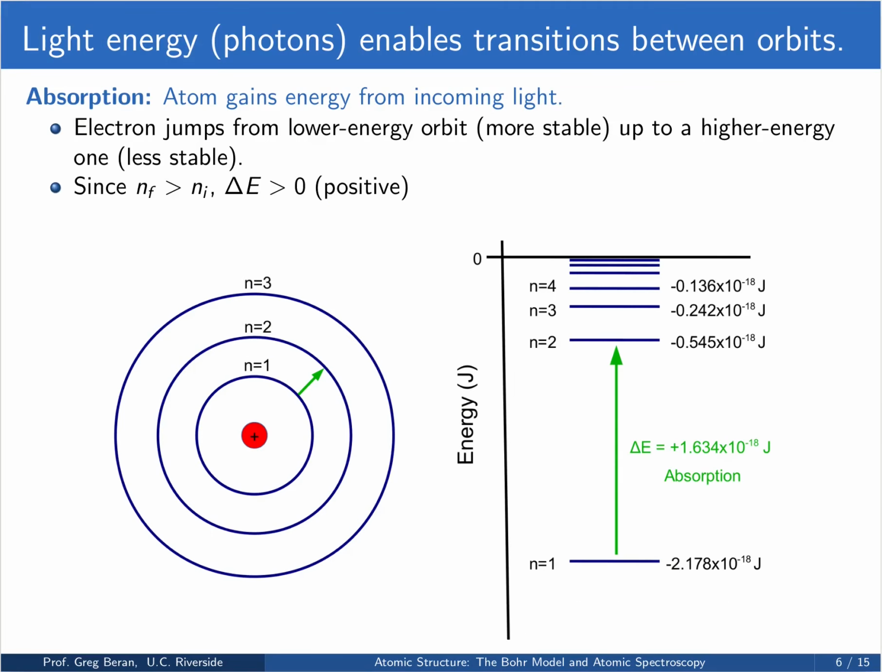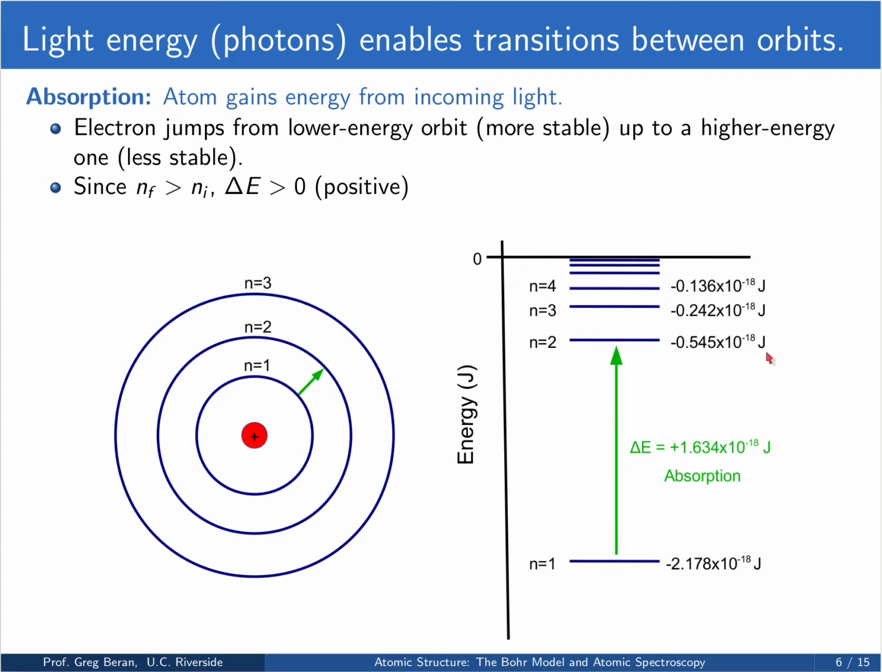Transitions between the different orbits in the hydrogen atom can occur through the interaction of the atom with light in the form of photons. So one possibility is absorption, where the atom is gaining energy from an incoming light. So we're shining light on the hydrogen atom, that energy is being absorbed and causing an excitation of the electron from a low energy orbit to a higher energy one. So for example, we might start out in the ground state, the n equals 1 state, and then if we hit it with a photon, we could potentially excite it up to, for example, the n equals 2 state.